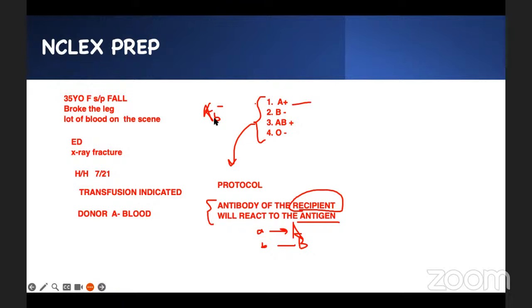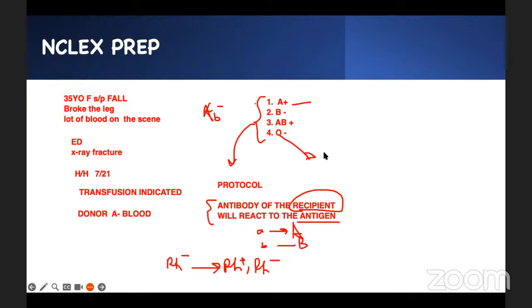At the same time, you have to know one more thing. The Rh negative can donate blood to Rh positive or Rh negative patient. So I've given you much information, much content here, then you can answer. A negative patient can give blood to A positive, B negative, AB positive, and or O negative. You don't have to memorize it. So which one do you think? Which of these transfusion protocols is acceptable?